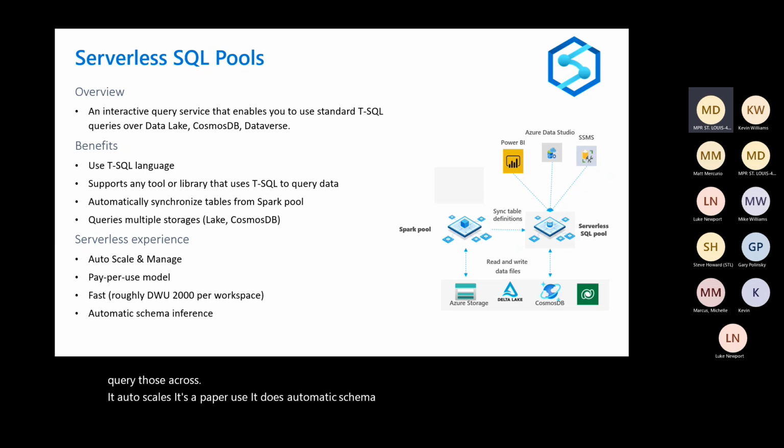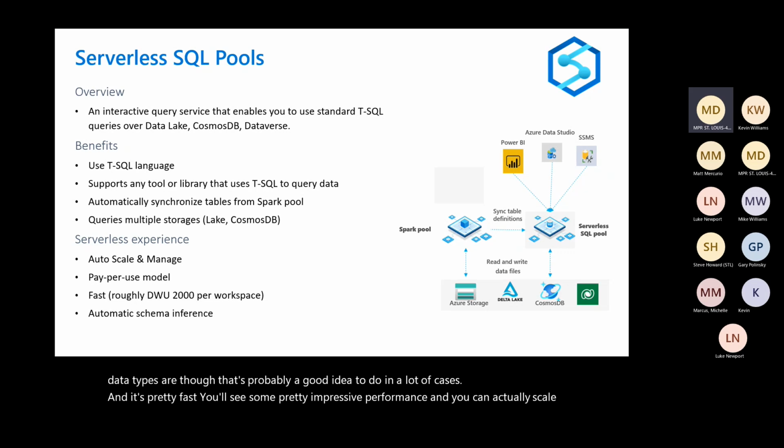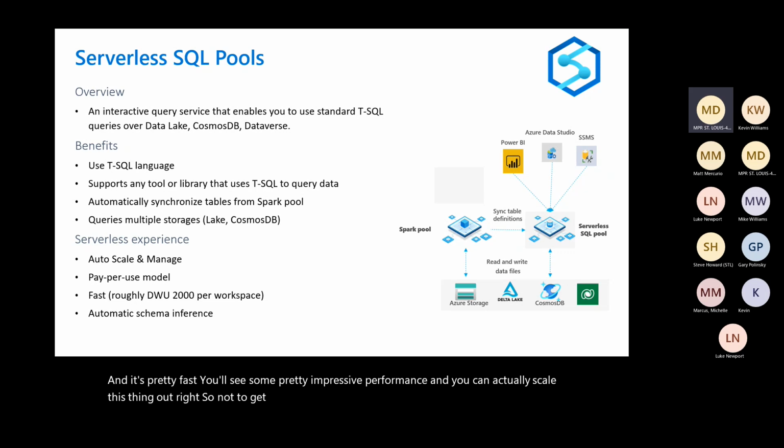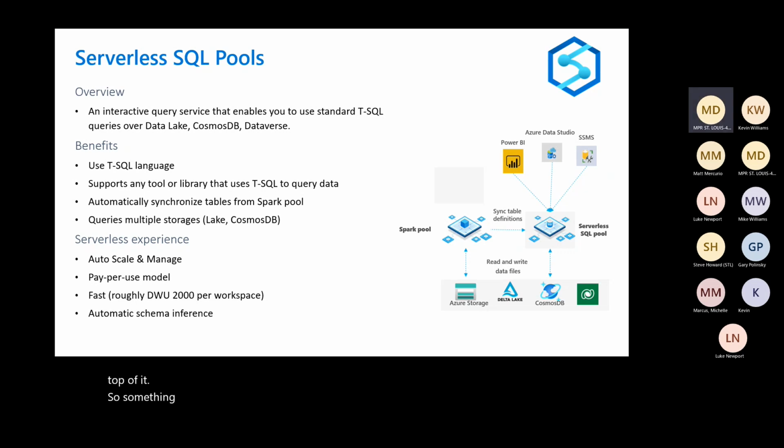So if you query a Parquet file on your lake, select star from OPENROWSET Parquet path, you don't have to tell it what the data types are, though that's probably a good idea to do in a lot of cases. And it's pretty fast. You'll see some pretty impressive performance, and you can actually scale this thing out, right? You can have multiple Synapse workspaces linked to the same backend data lake, each providing their own compute on top of it. So something I'm pretty excited about. I'll show you a few.